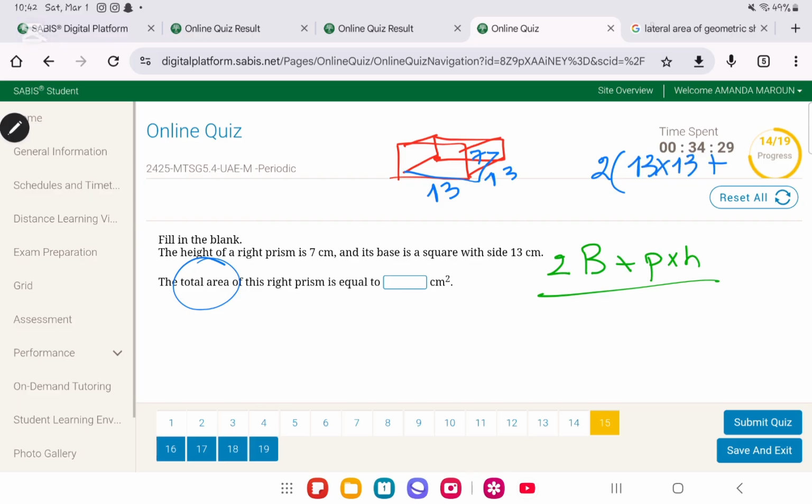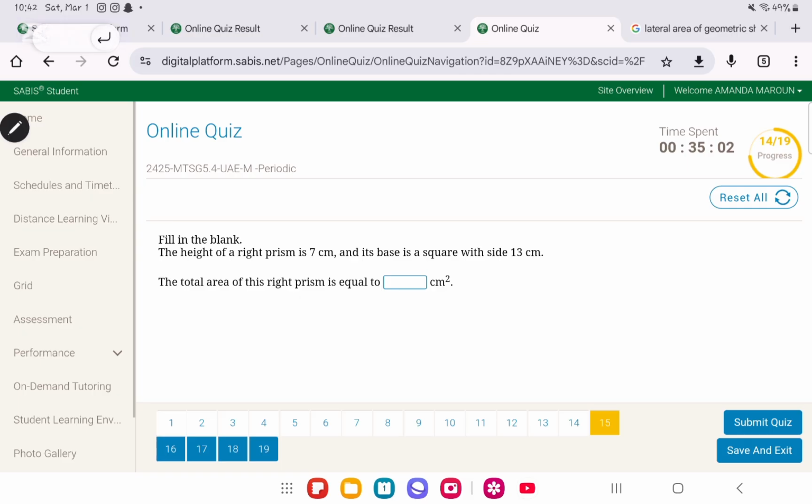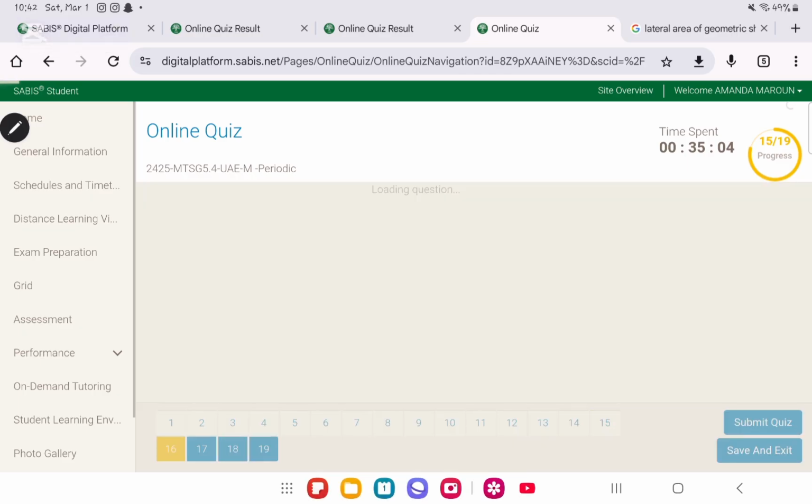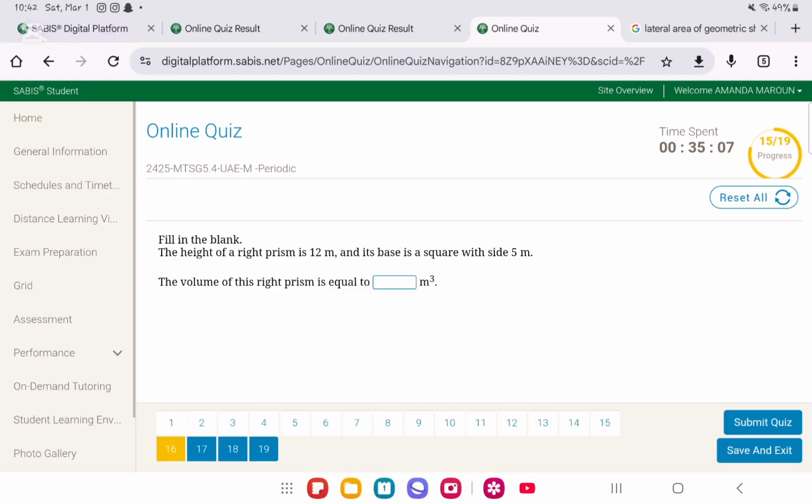Then we are going to add it. We're not going to stop here. We're going to add it to the second one, which is 7 times 13. We're not going to stop. We're going to add one more thing, this one over here, which is also 7 times 13. So on your calculator, 2 times 13 times 13 plus 7 times 13 plus 7 times 13. You're going to get an answer of 702 centimeter squared.